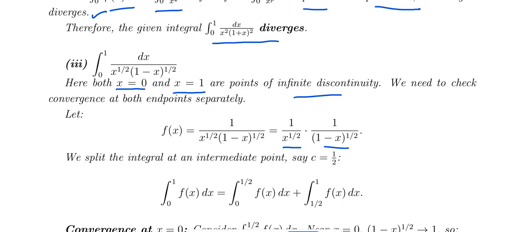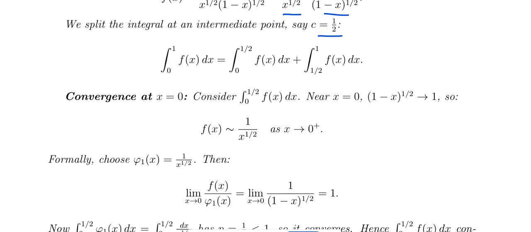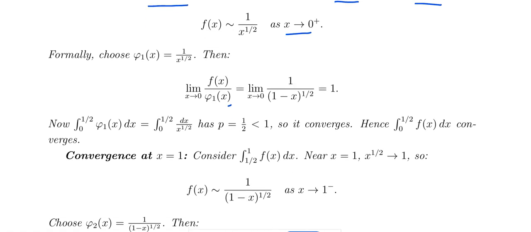So for the integral, at an intermediate point c equal to 1 by 2, we split it into 0 to 1 by 2 and 1 by 2 to 1. So at x equal to 0 only is a point of discontinuity for the 0 to 1 by 2 part. So f of x near x equal to 0, (1 minus x) whole power 1 by 2 becomes 1. So f of x behaves like 1 by x power 1 by 2 as x tends to 0 plus. So phi 1 of x equal to 1 by x power 1 by 2, we can apply the comparison test and proceed. As usual, this converges.